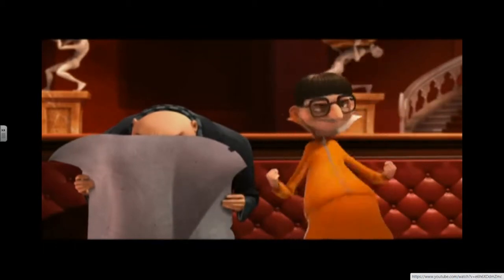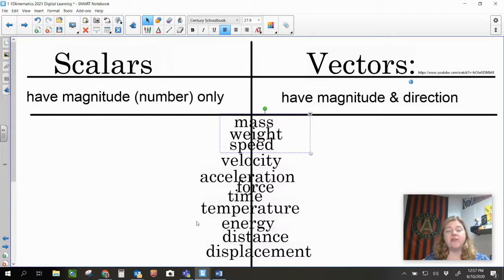Oh, yeah! So scalars and vectors are quantities. Scalars have magnitude only, meaning it's just a number. Vectors, on the other hand, have both magnitude and direction, meaning it tells you how big something is and in what direction it's going. So here is a list of a couple of different things we're going to talk about in physics, and I want you to see if you can guess if it's going to be a scalar or a vector. Okay, mass. Is mass a scalar or a vector?